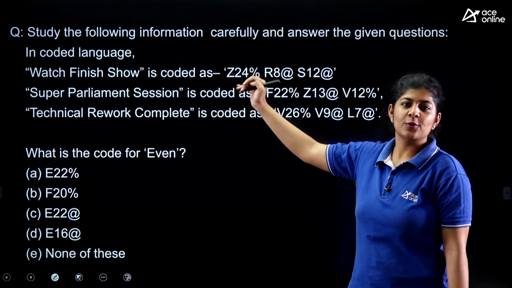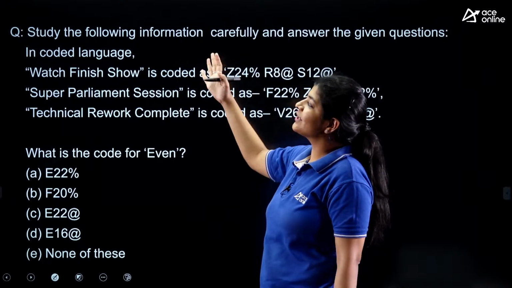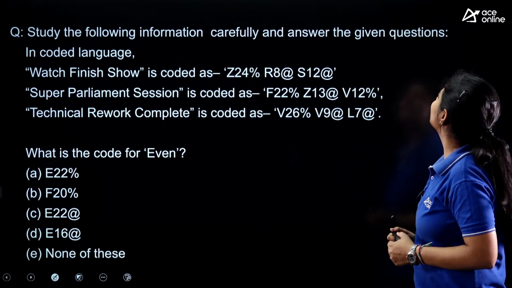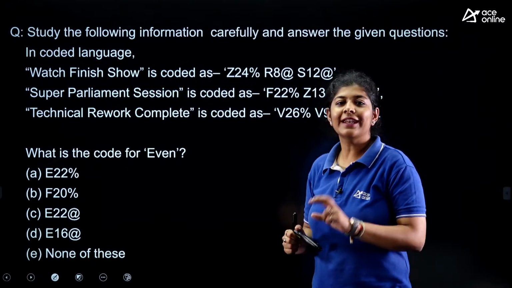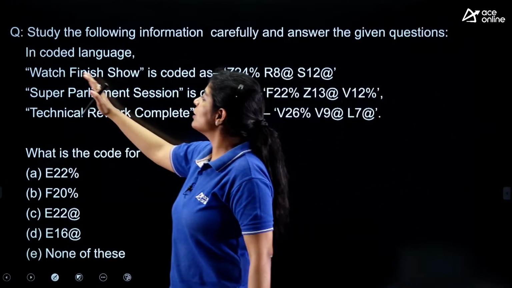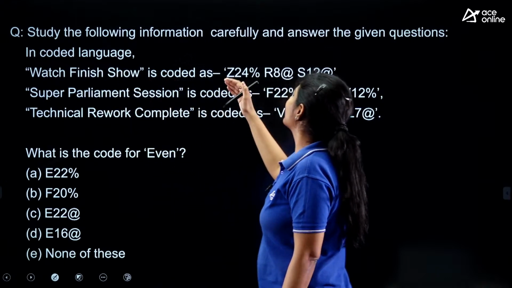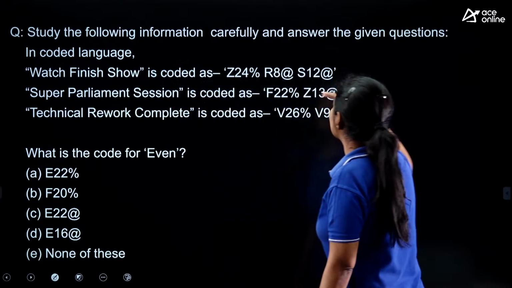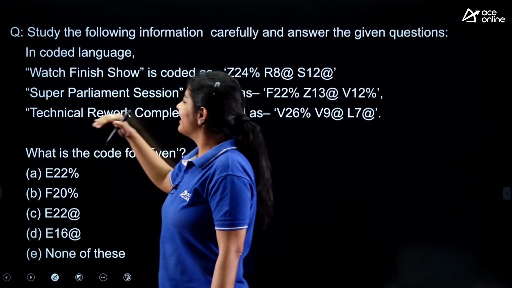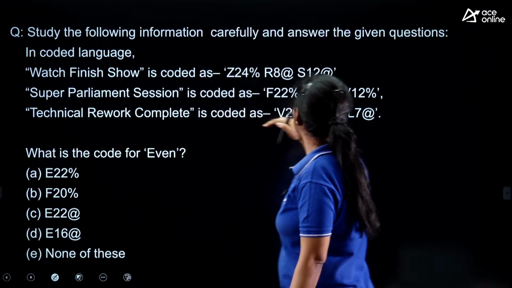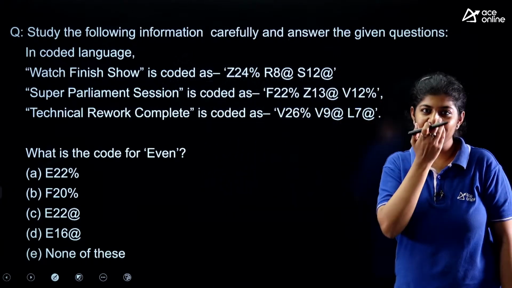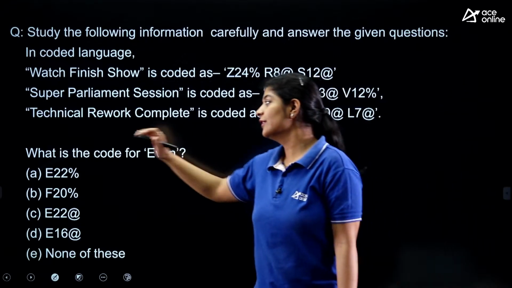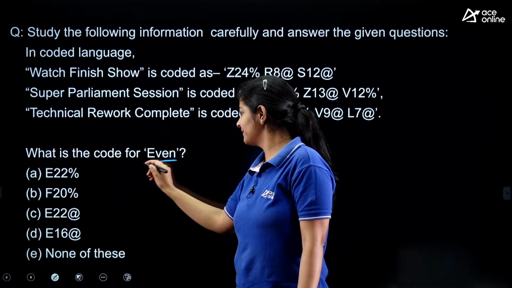This is a very good question. Here the question says: study the following information carefully and answer the given questions. In a coded language, watch, finish, show is coded as this one. Superpalliation is coded as this one. Technical rework complete is coded as this one. Now, with the help of this data, you have to find out the code for even.